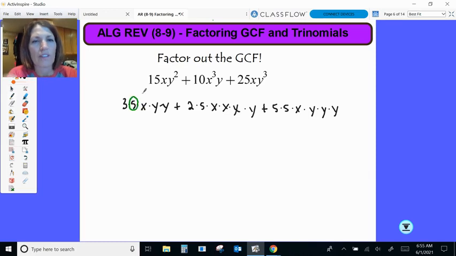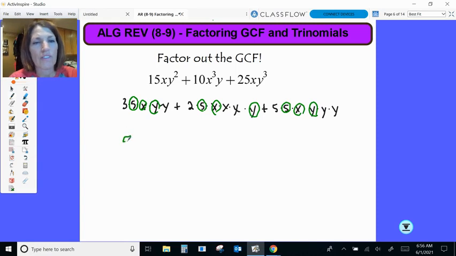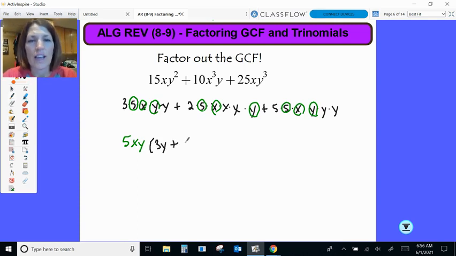We have 5 in common for all of these. We have 1 x in common for all of these, and how many y's? It looks like we have 2 y's. Nope, just 1 y, right? Just 1 y in common all the way across here. So my GCF will be 5xy, and what will be left inside is 3y plus 2x squared, you have 2x squared left there, plus 5y squared. Okay, and that will be my result.